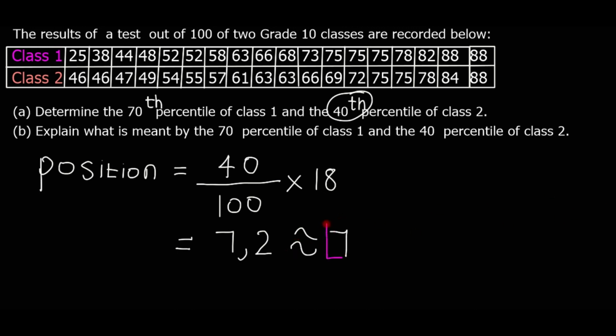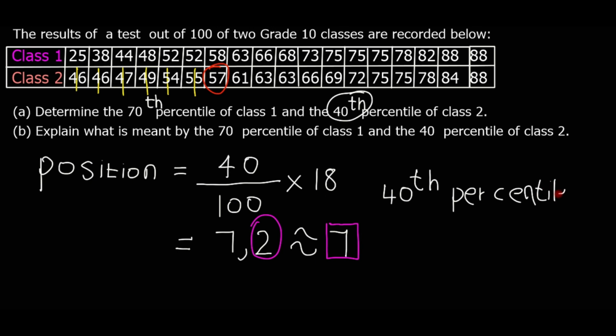Remember, if the decimal is less than 5 we keep the number, but if it is 5 or more, we add 1. So this is the position. We find the percentile in position 7. Let's count: 1, 2, 3, 4, 5, 6, and in position 7 we have 57. So this means the 40th percentile is 57%. So this is our answer.